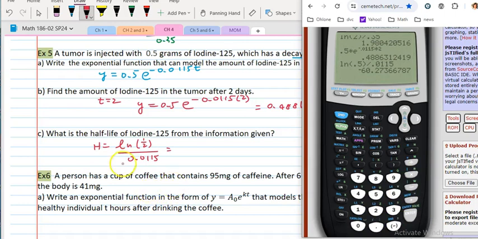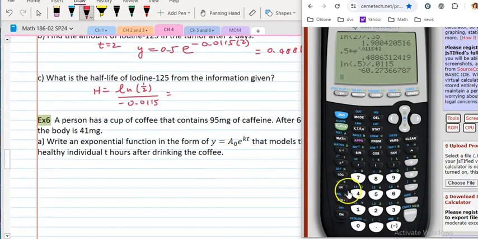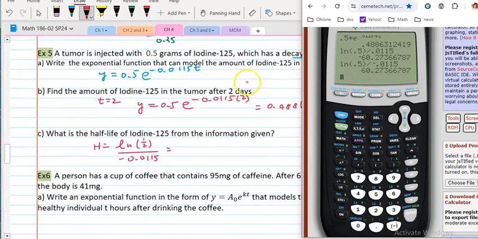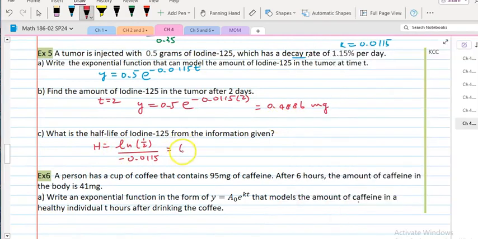Oh, actually it should be negative, the rate, because it's decreasing. So, let's do it again. ln 0.5, because it's a negative number, you need to divide it by the negative 0.0115. So that would be positive 60.27. Is it days? 60.3 days. So it takes about 2 months to decay.